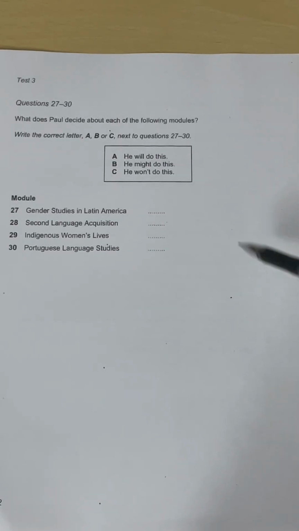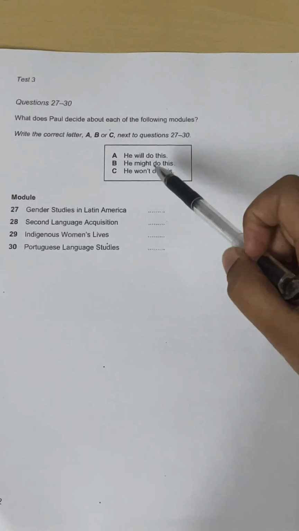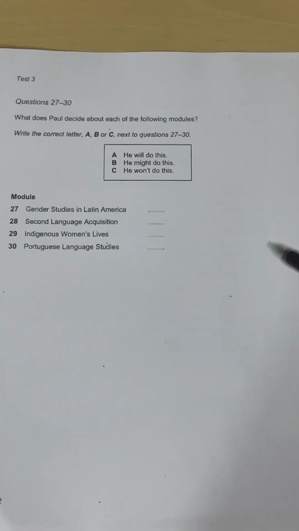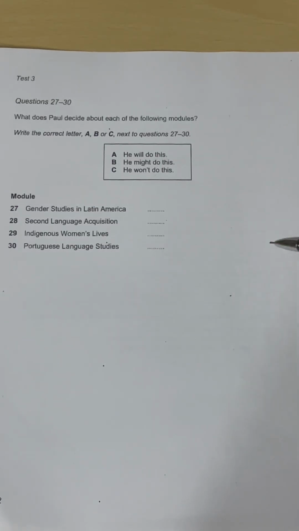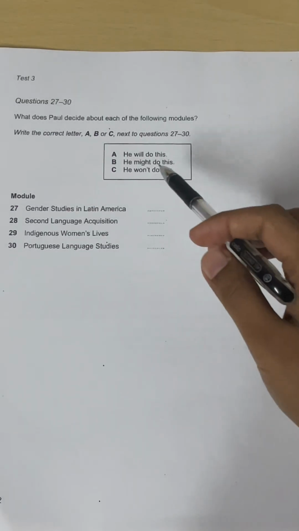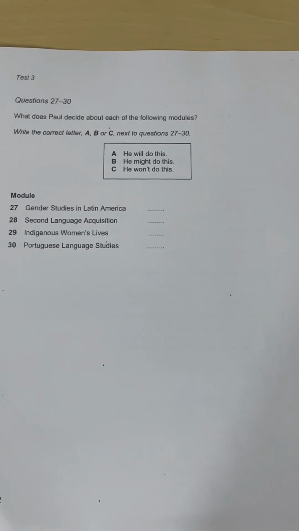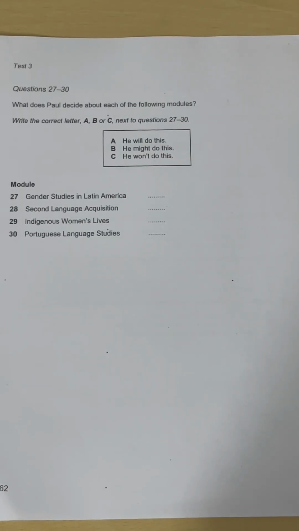The options are option A, he will do this. Option B, he might do this. Option C, he won't do this. He won't means he will not do this. Here you can see the questions are more than the options. So one of these options will be repeated in the question. Now I'm going to do this type of question, so please watch carefully.